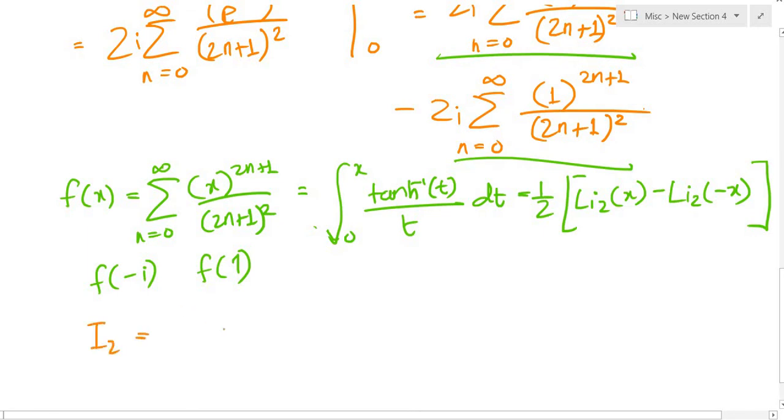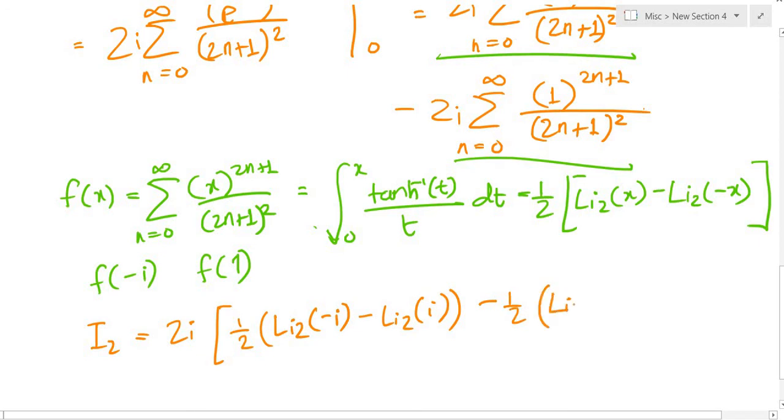So we have I2 now being equal to 2i outside of half of the dilogarithm of negative i, because we have f of negative i, minus the dilogarithm of positive i, and minus half of the dilogarithm of 1 minus the dilogarithm of negative 1.